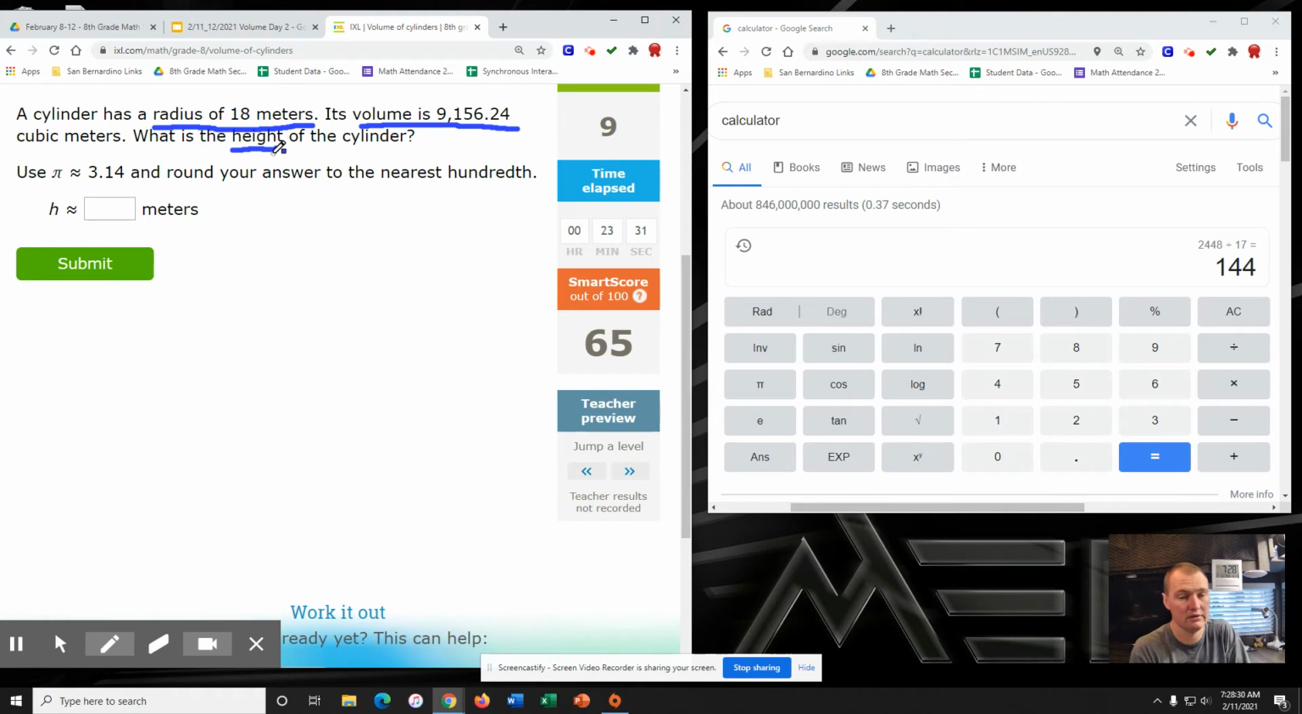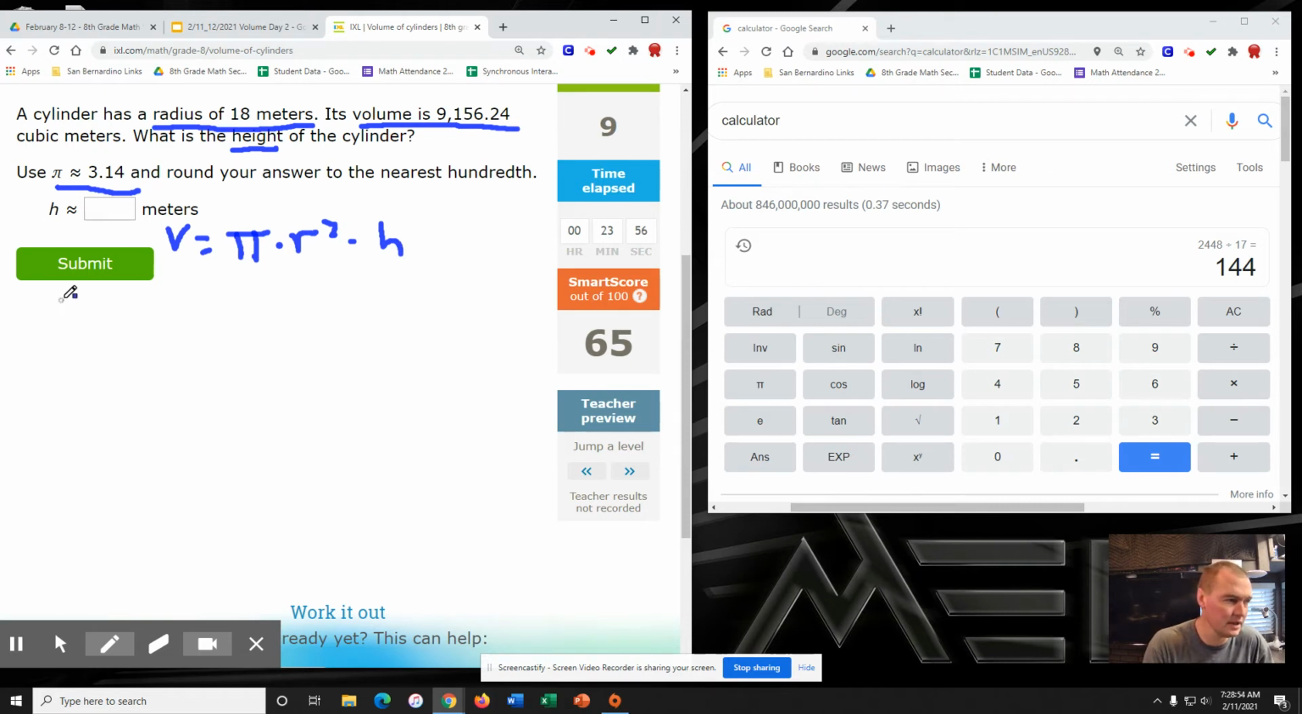So now they're asking for height instead of radius. A little bit different, but it's still not bad. We're going to continue to use pi as 3.14. So here we go. We got volume equals, volume. Oh, they gave it to us. Let me do the formula first. So volume equals pi times r squared times h.